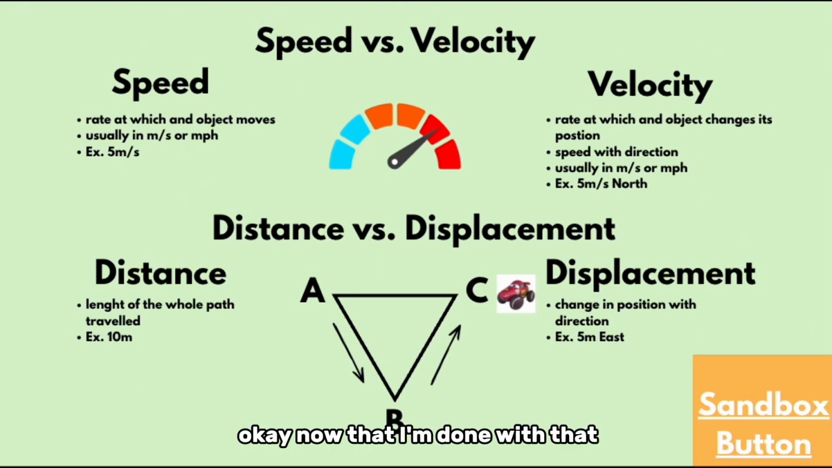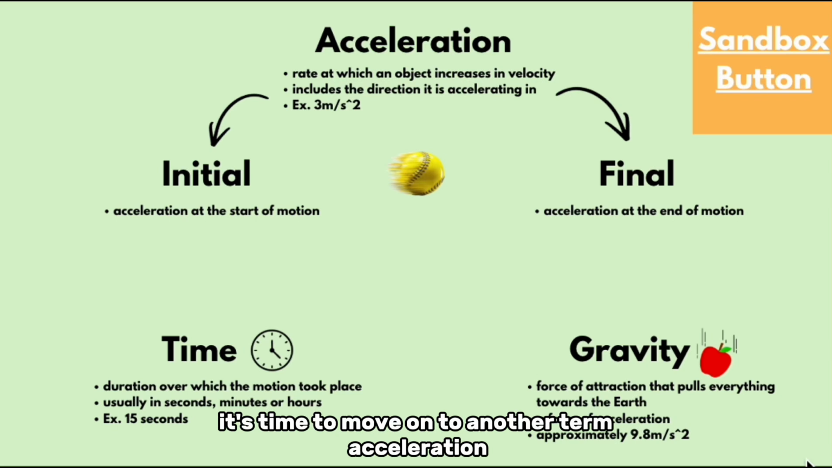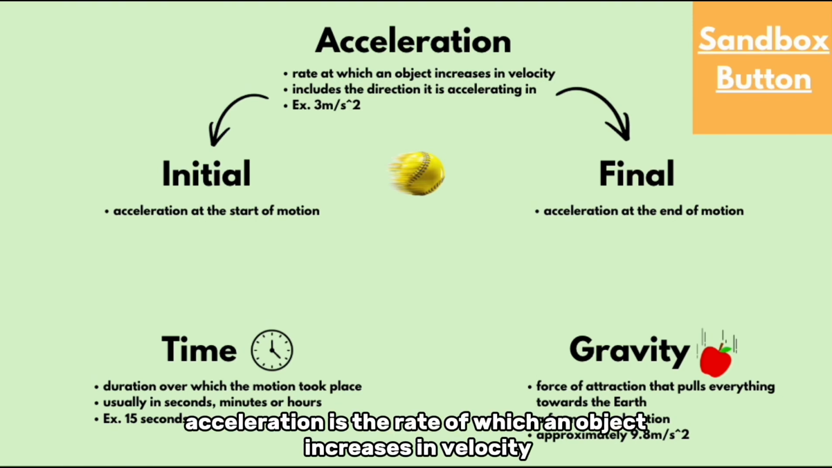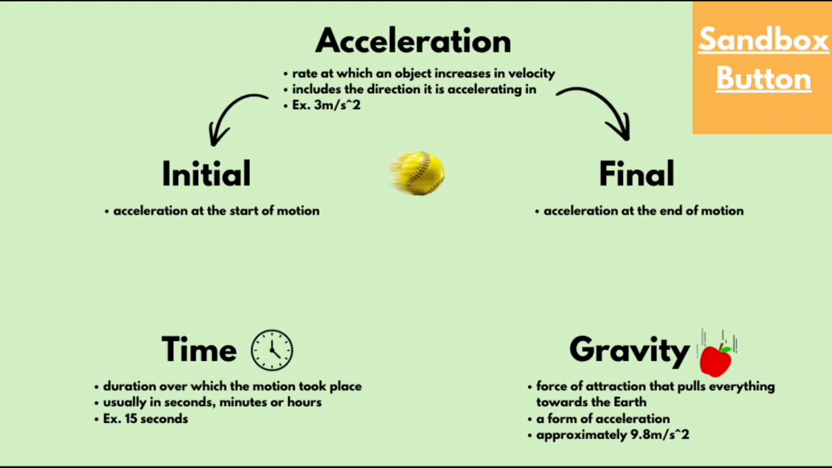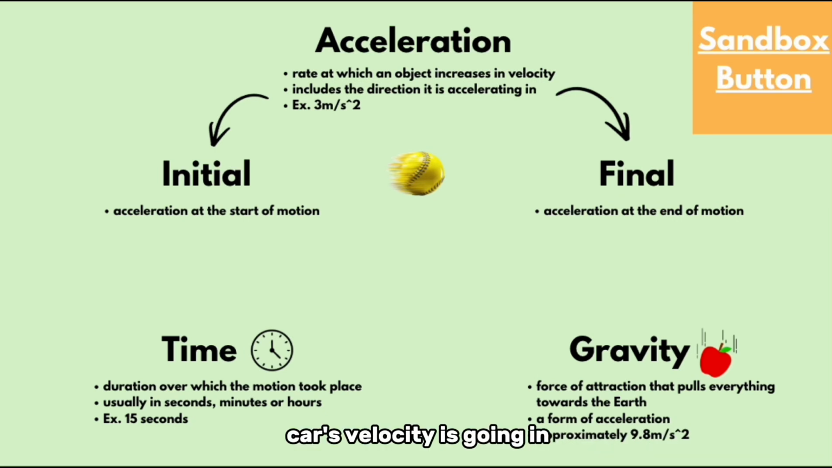Okay, now that I'm done with that, it's time to move on to another term, acceleration. Acceleration is the rate at which an object increases in velocity. It is a vector quantity because it always includes the direction the car's velocity is going in.